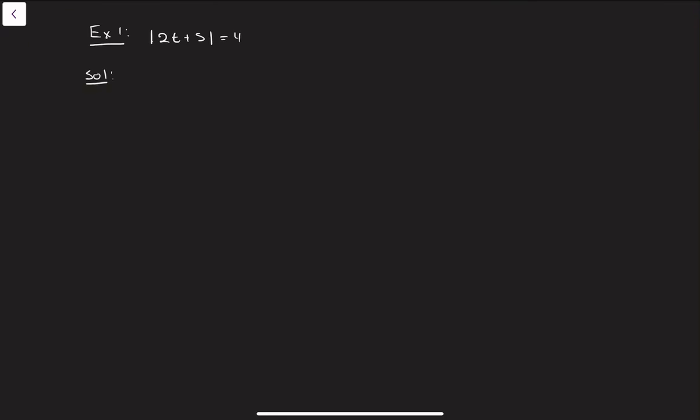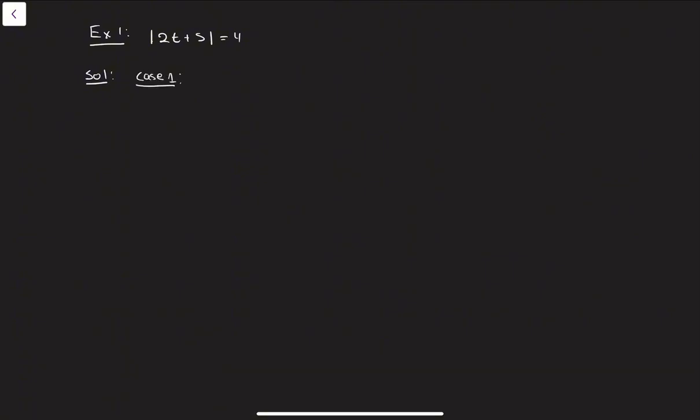So if you recall, we said that a number and its negative have the same absolute value, and that's the same for an expression. So we need to consider two cases, one where the expression inside the absolute value is positive and the other when the expression inside the absolute value is negative. So let's do this. Case 1.